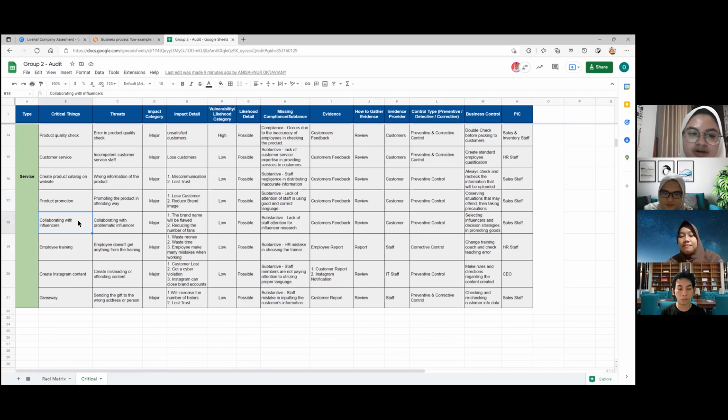Next, we have a critical service, which is collaborating with influencers. So the threat of this is collaborating with a problematic influencer, and the impact would be major because Livehaf's brand name would be flawed, and it will also reduce the number of Livehaf fans. And the likelihood of this happening is low, but it is possible, and it is because of a missing substantive, which is lack of self-attention for influencer research.